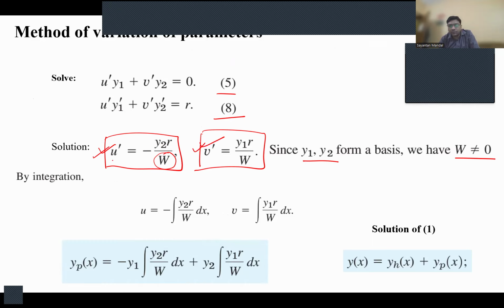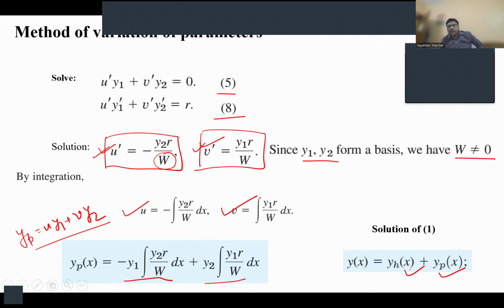Now from these two, you integrate to find out u and v. Once you have u and v, what is your yp? yp equal to u y1 plus v y2. Substitute the values of u and v in this. So you get yp equal to minus this one plus this one. Hence you get the solution y equal to yh plus yp. So this is the method of variation of parameters.